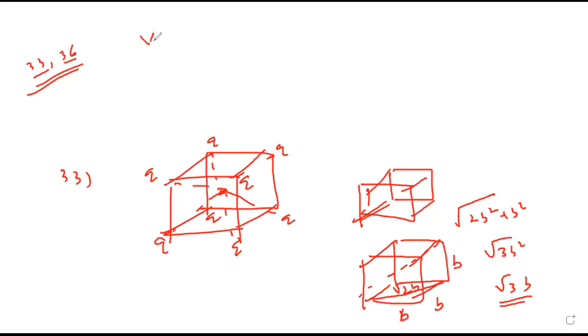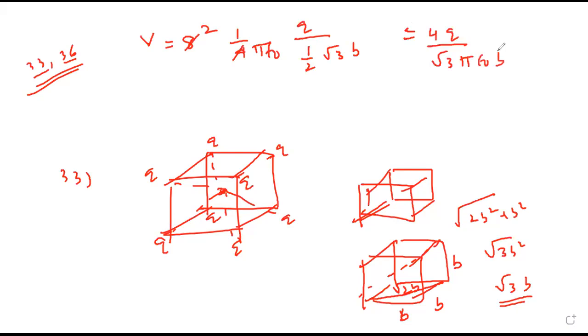So net potential will be due to 1, 2, 3, 4, 5, 6, 7, 8 charges. 8 times 1 upon 4 pi epsilon, and the distance is half of root 3. Now 4 times 8, 2 will go up, so it will become 4 q upon root 3 pi epsilon naught a. And so that is the option. Okay, follow? There was a bit of geometry in this. Yes sir, understood.